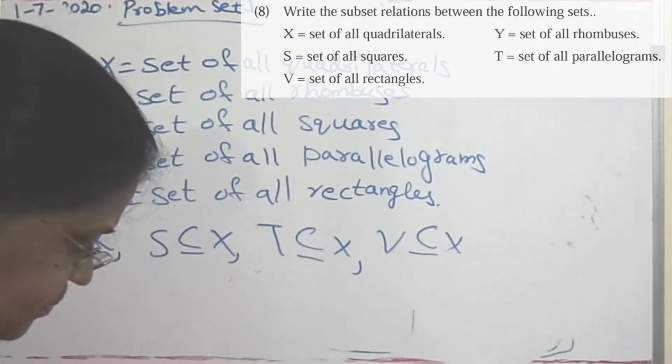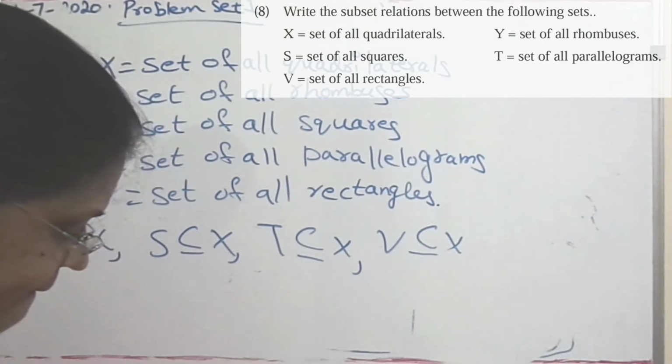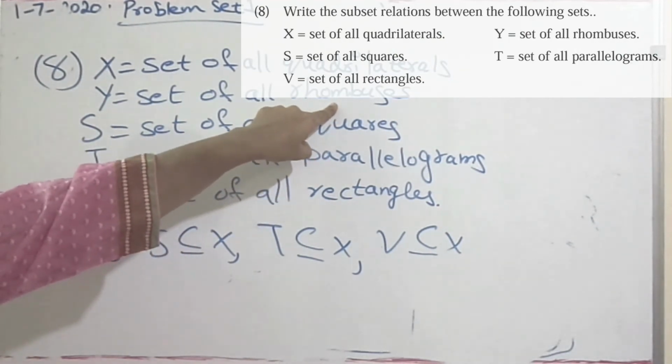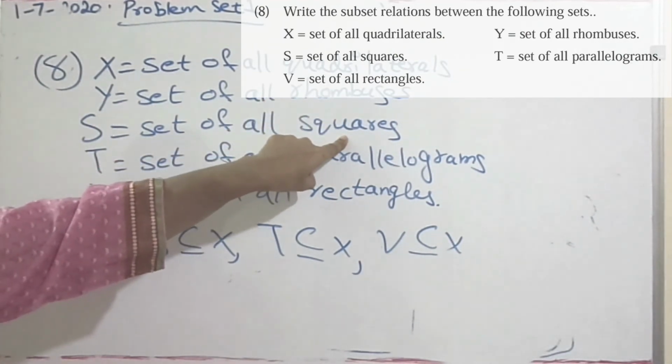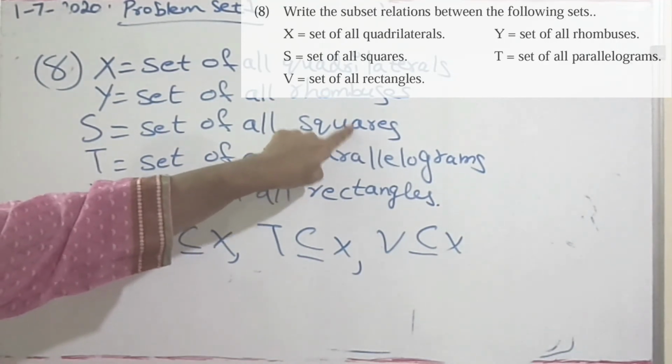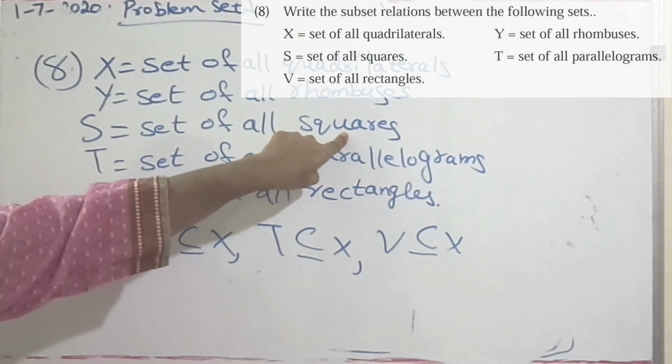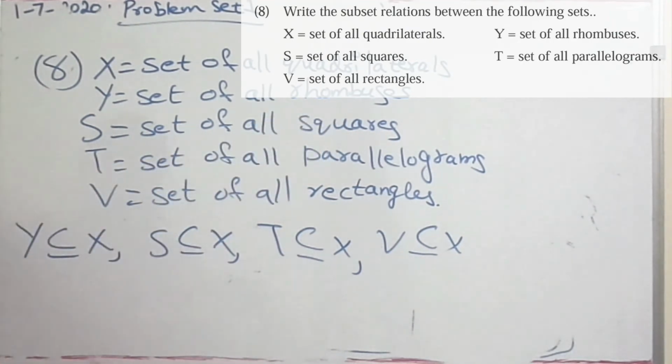Now next, square is a rhombus. All rhombus is not a square, but a square is a rhombus because square has all sides congruent. A quadrilateral with all sides congruent is a rhombus. So you can say S is a subset of Y.